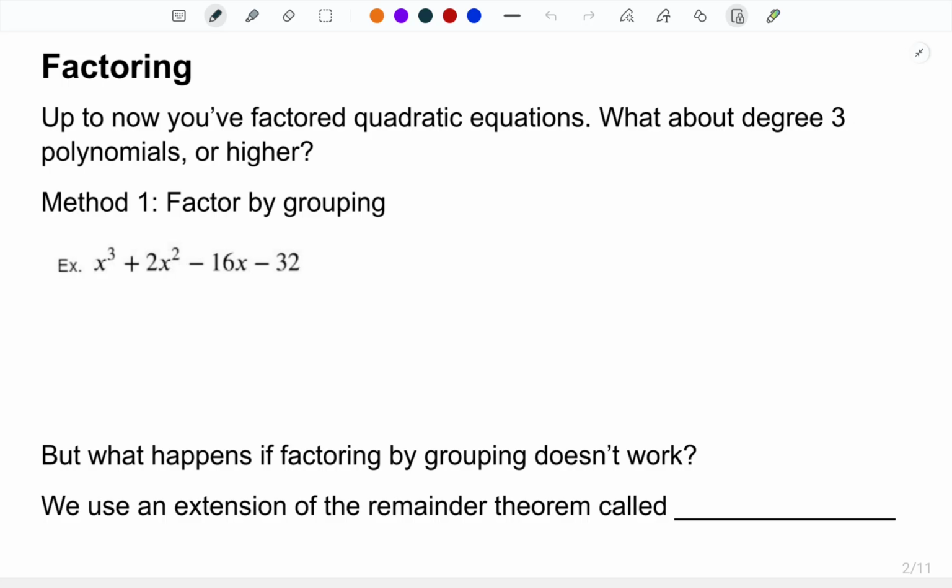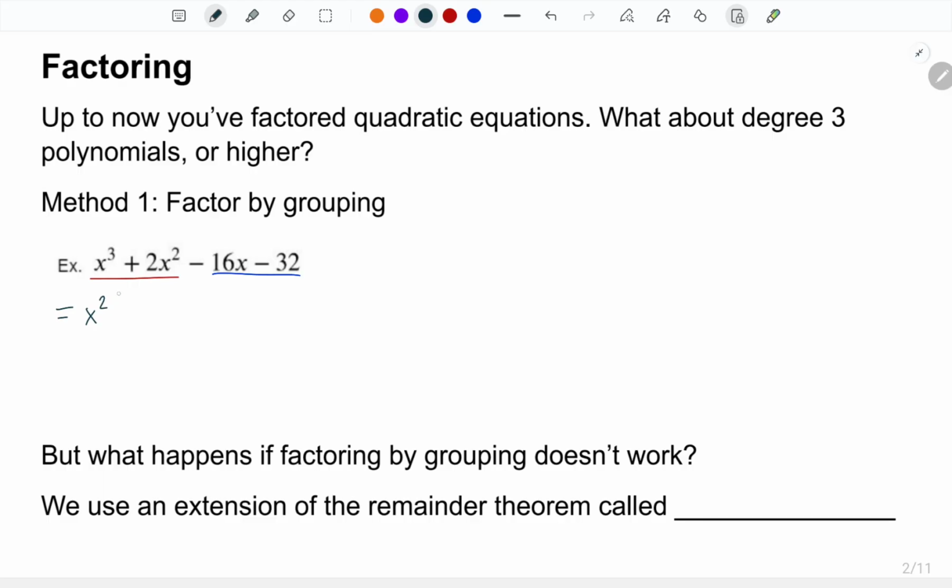So one way you could factor polynomials that are not just quadratic is to use grouping. Grouping can work with large polynomials. The thing is, the polynomial just needs to be set up nicely. Usually with grouping, we common factor in pairs. So in this case, I'm going to look at this x cubed plus 2x squared minus 16x minus 32, and I'm going to look at those two pairs and common factor what I can.